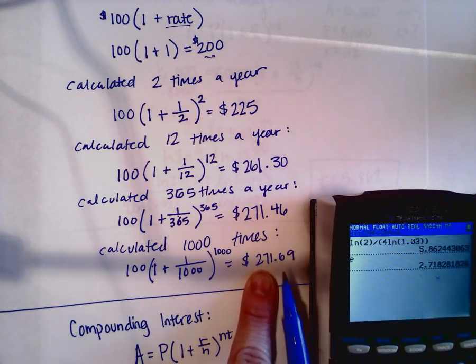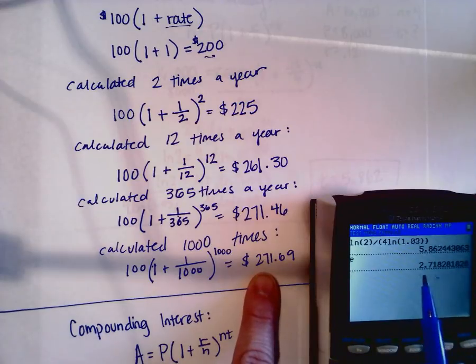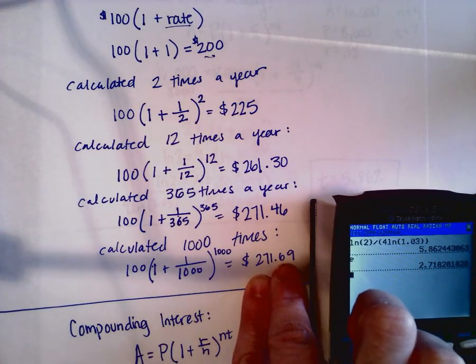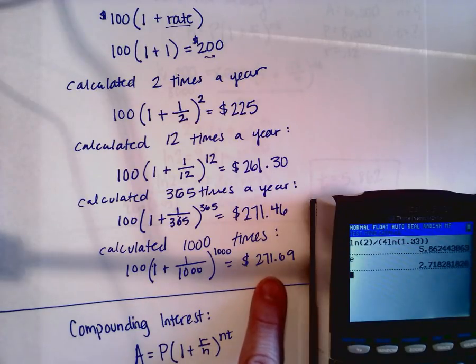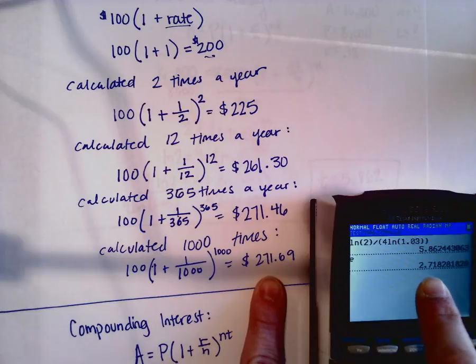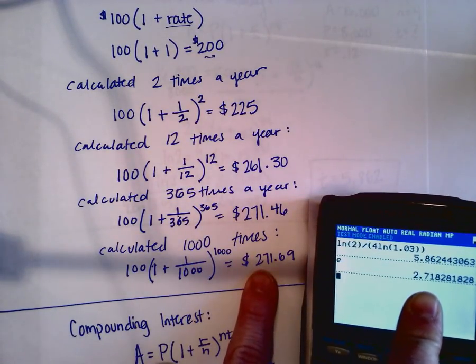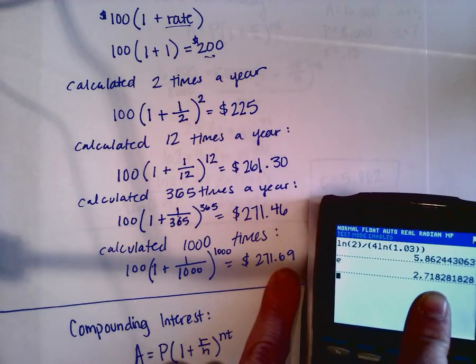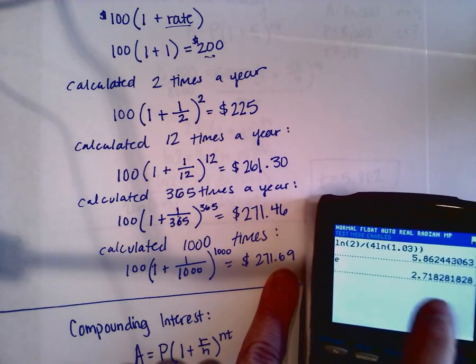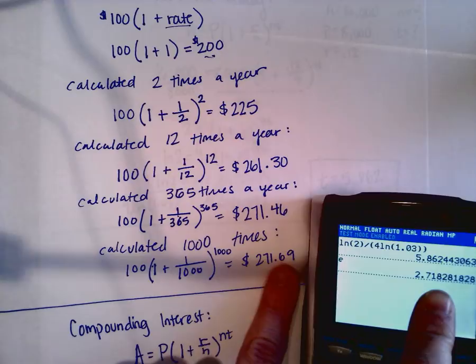So you can see that E is involved. Our E value is this divided by 100, because here I did $100, but if I had just done $1, then I would be approaching this value, which is E. Notice I'm getting closer and closer to 271.82. So this would be the max amount of money you could get. We're really close here, compounding 1,000 times.